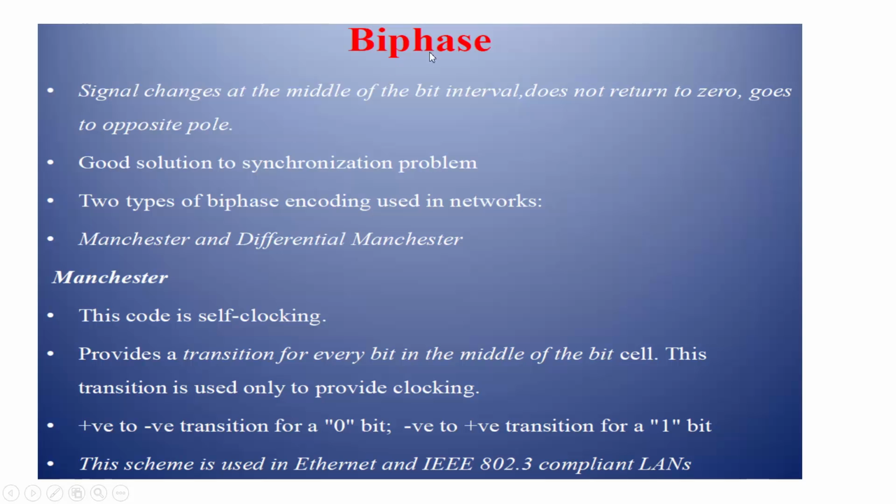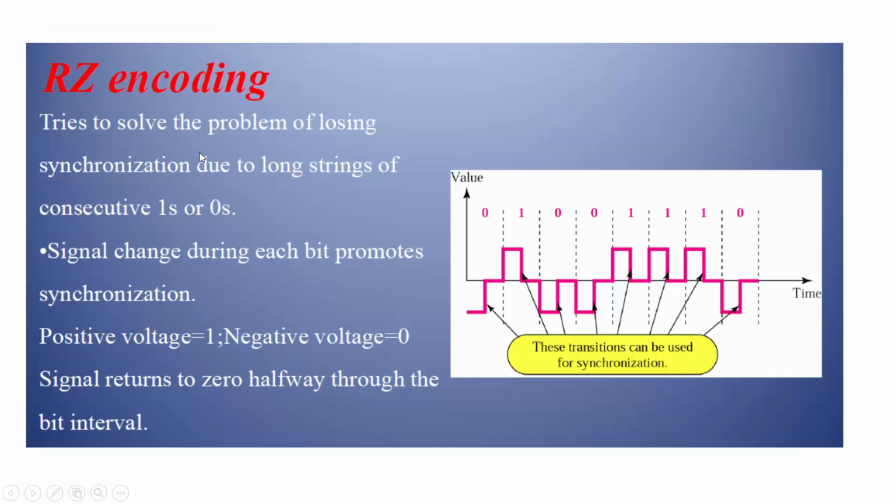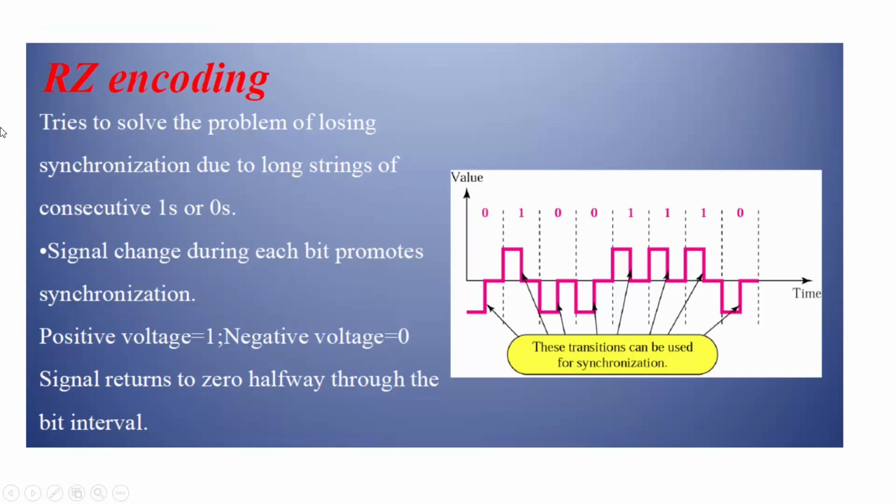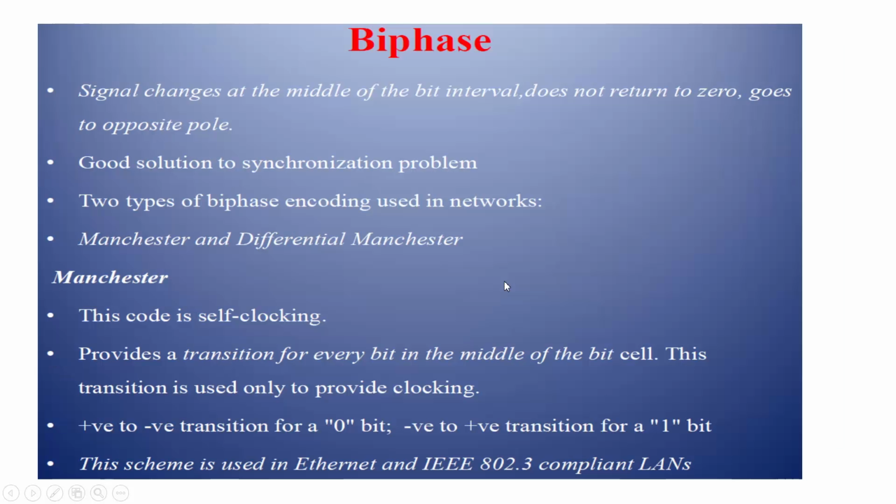Now the next type of encoding scheme is the biphase encoding scheme. Signal changes at the middle of the bit interval, does not return to 0, goes to the opposite pole. That's the difference between RZ and biphase encoding strategy. Here in RZ the signal returns to 0 and stays at 0 for half the interval. But in the biphase strategy, the signal changes at the middle of the bit interval, definitely, but does not return to 0 and goes to the opposite pole. Good solution to the synchronization problem.